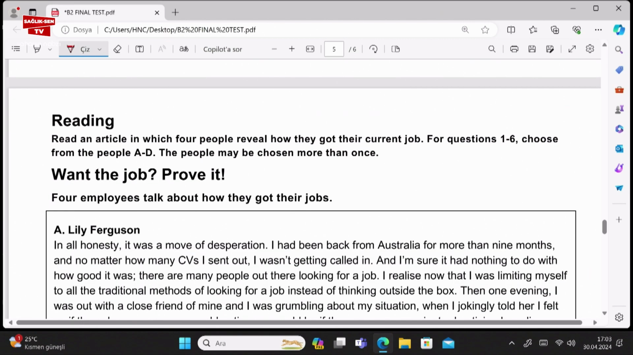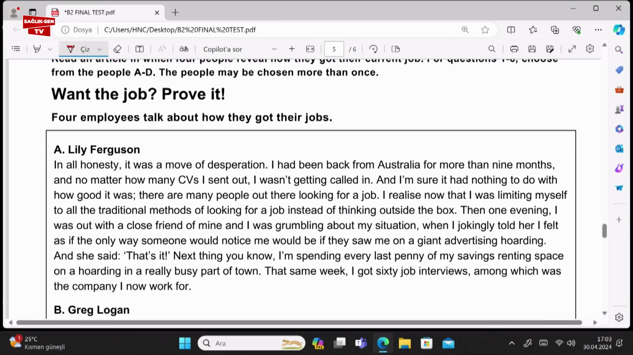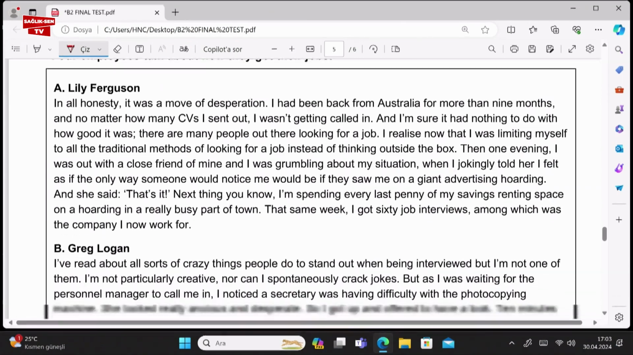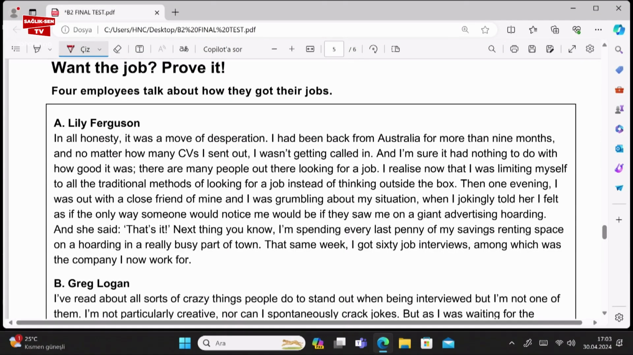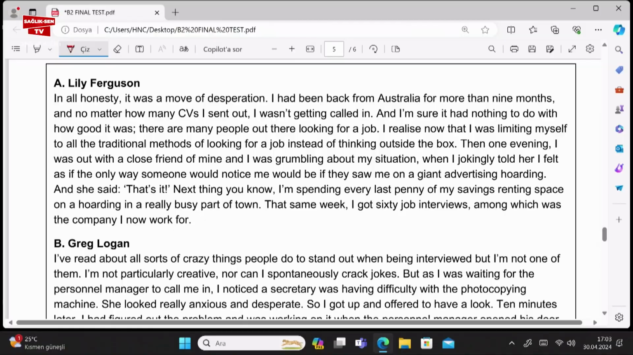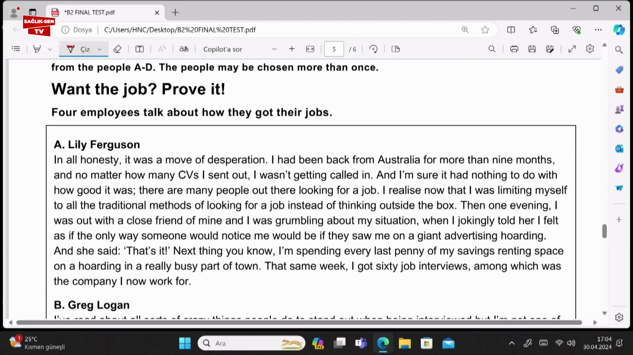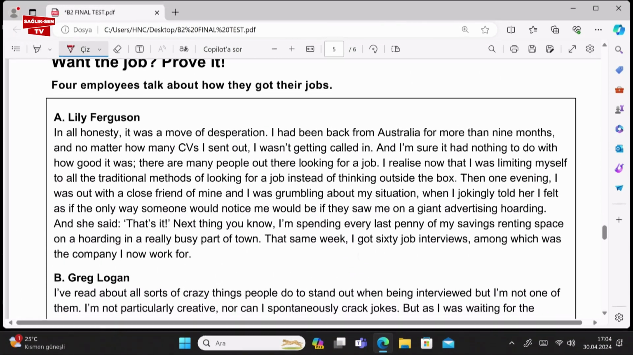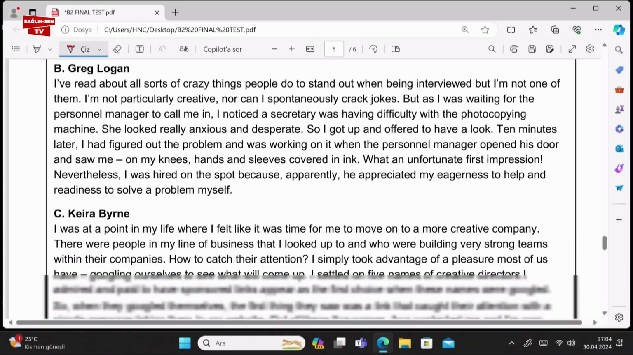Now we have our reading parts. We have 4 employees talk about how they got their jobs. Now we have our reading part. We're going to talk about 4 employees to talk about how they got their jobs.